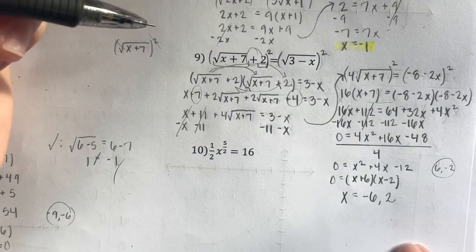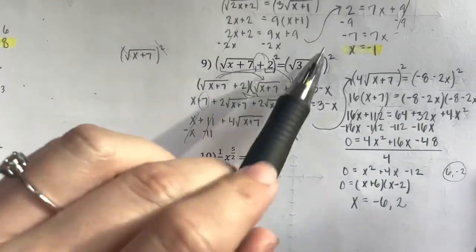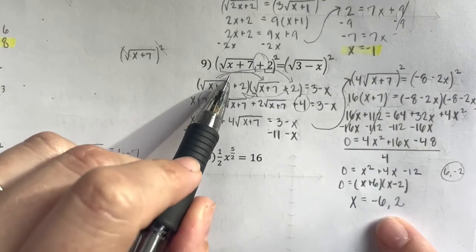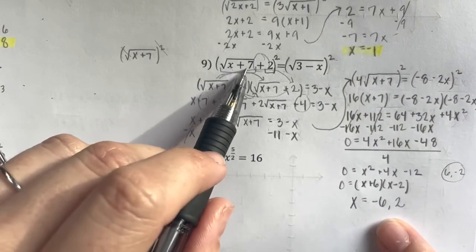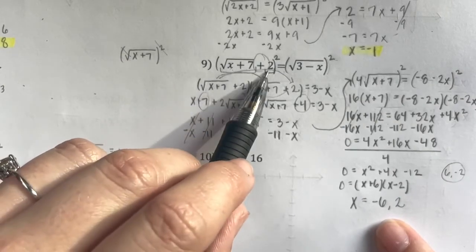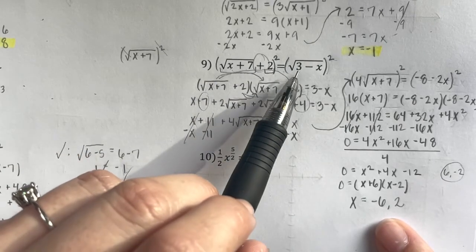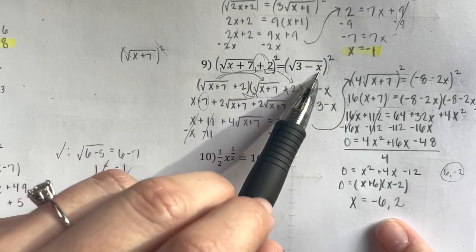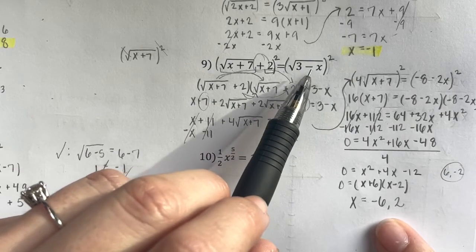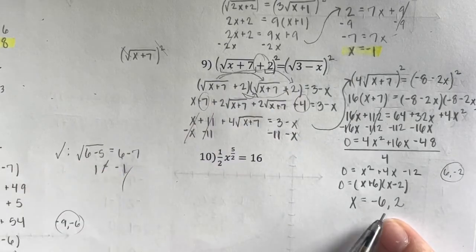And then from there, we do need to check it. So remember, this wasn't squared or anything before. So if we're checking the negative 6, plus 7 is 1. The square root of 1 is still 1, plus 2 is 3. So I have a 3 on the left side. And then 3 minus negative 6 is like 3 plus 6, so that's 9. The square root of 9 is 3, so I have a 3 on the left side and on the right side, so the 6 is good.